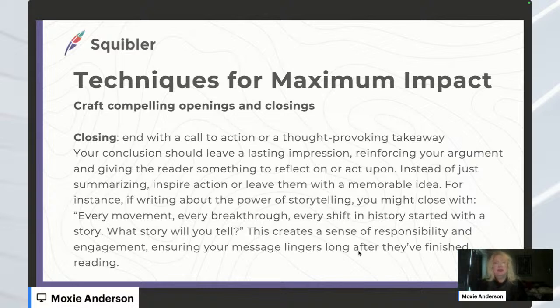For instance, if you're writing about the power of storytelling, you might think about every moment, every breakthrough, every shift in history started with a story. What story will you tell? This creates a sense of responsibility and engagement and ensures that your message is going to linger long after your reader has finished reading.